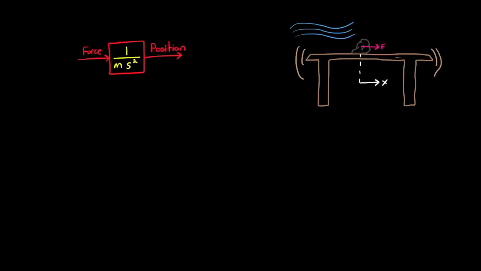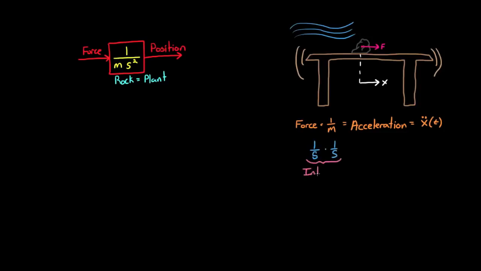And what this is saying is that if you apply a force to the rock, it's going to start to move. And you can see that this transfer function makes sense, since if you have a force input, you can divide by mass to get acceleration. And when you integrate acceleration twice, you get position. And since 1 over s is the Laplace transform of an integral, that's exactly what the transfer function is doing, to transfer the force input into a position output.